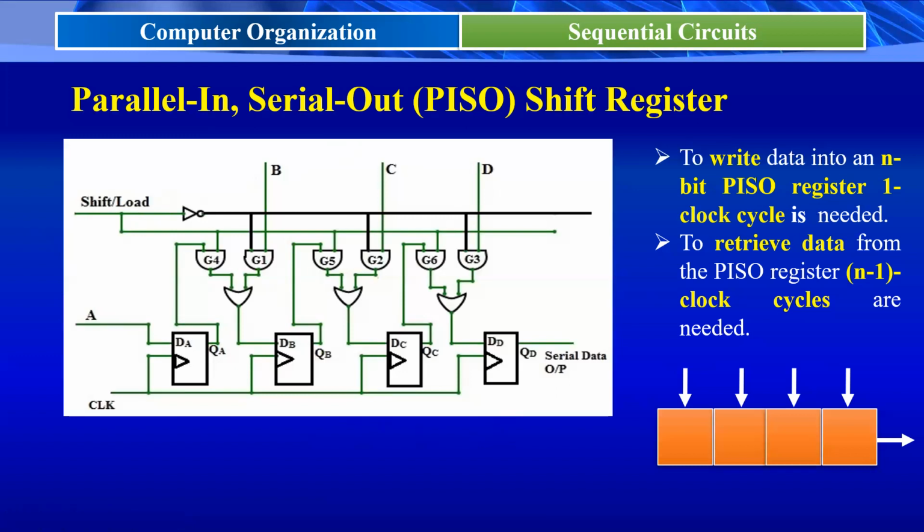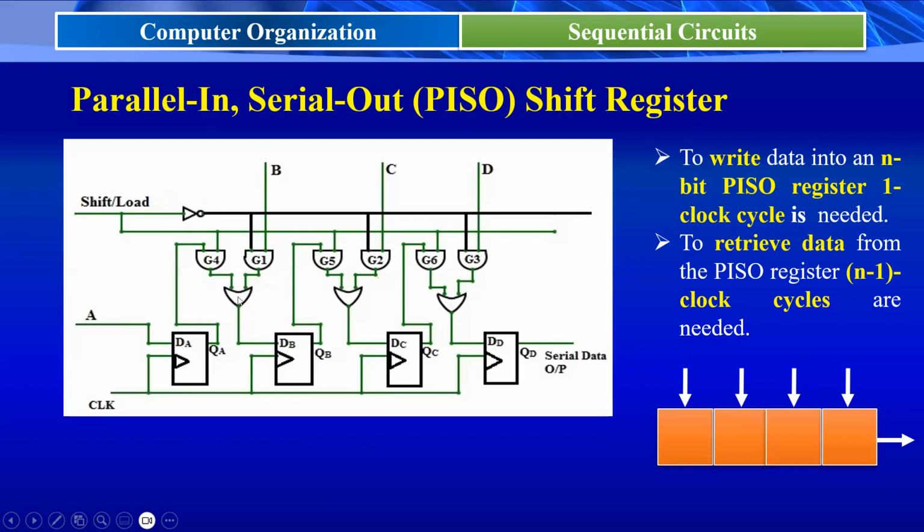Similarly, if I want to retrieve data from it, the signal should be equal to logic 1. If it is logic 1, automatically the output of the NOT gate becomes 0, so one of the inputs for gate 1, 2, and 3 is equal to 0, and irrespective of the other inputs, they produce logic 0 at their outputs.